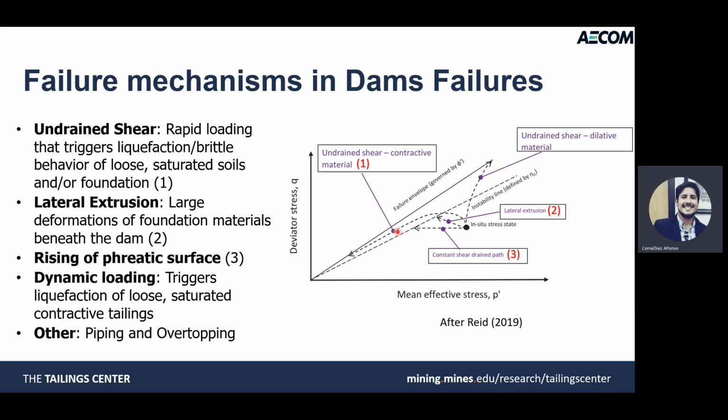These are static types of stress path. We also have dynamic loading stress paths, like liquefaction triggering that we have seen over and over again in loose saturated granular materials. However, loose tailings materials, like the CLT materials that we typically find in the field, are also liquefiable, especially if they're contractive and loose enough.